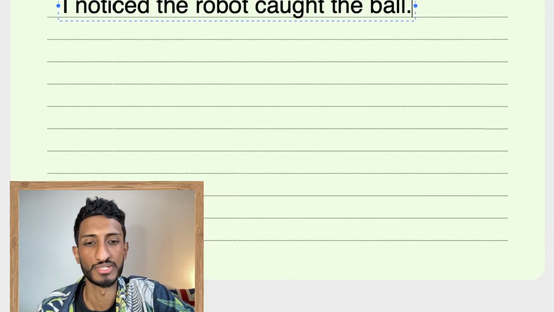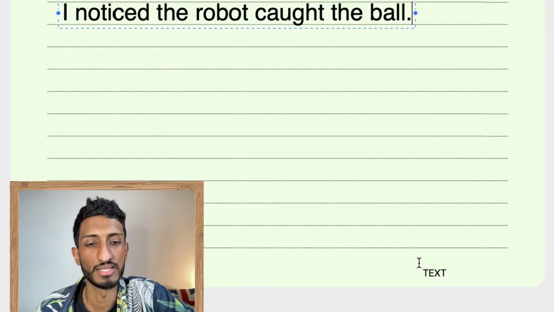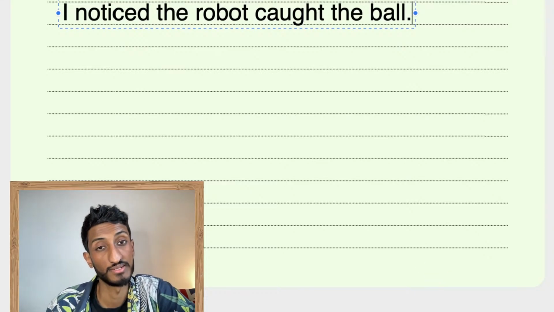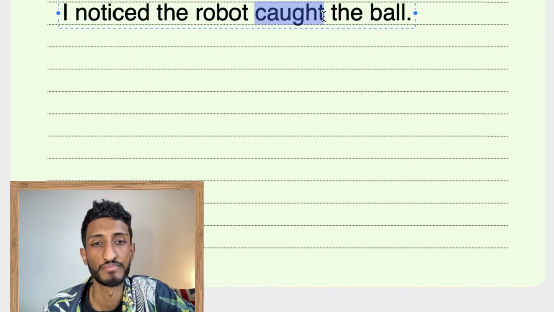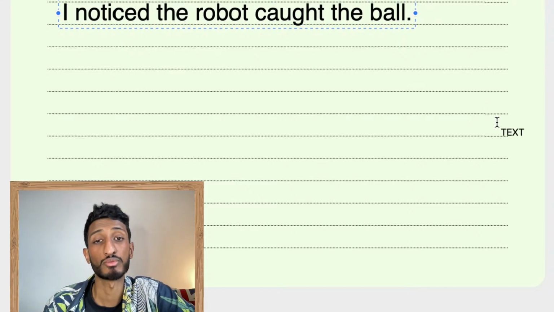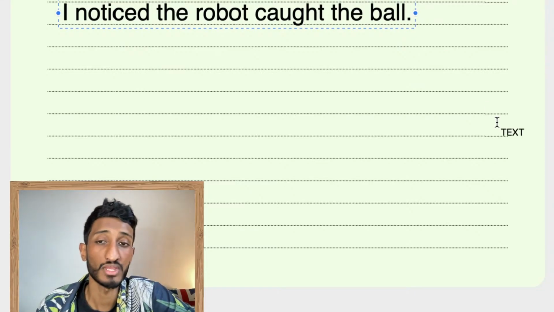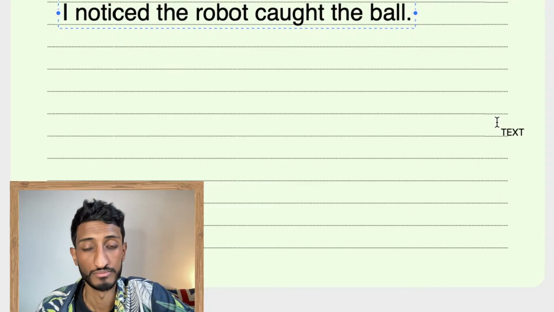So there are lots of different top tips that we discussed within this sentence. Notice that we discussed robot, caught, and ball. In the Indian accent, it will be, I noticed the robot caught the ball. I noticed the robot caught the ball.